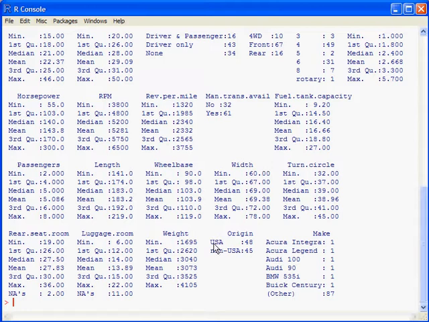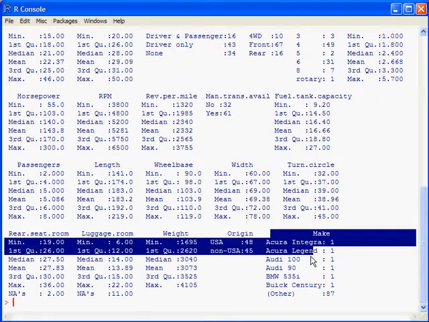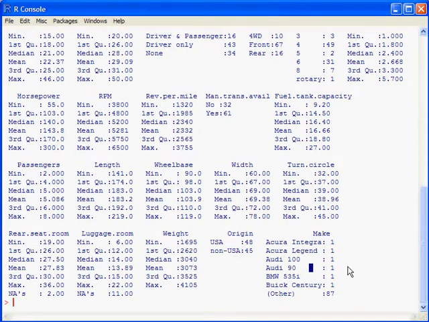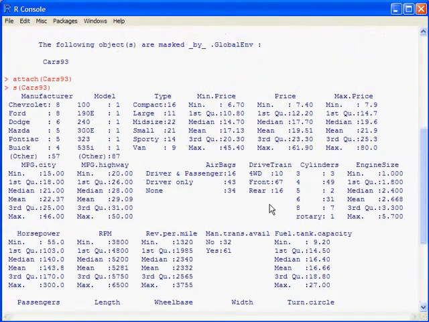Origin, made in the USA or not, we'll throw that in. Make, you can't throw in because there is just one for each car. That would be like saying that every car has a different price, and that's why they have a different price. You can't really do that. So let's throw in all these variables that we just discussed and see what happens.